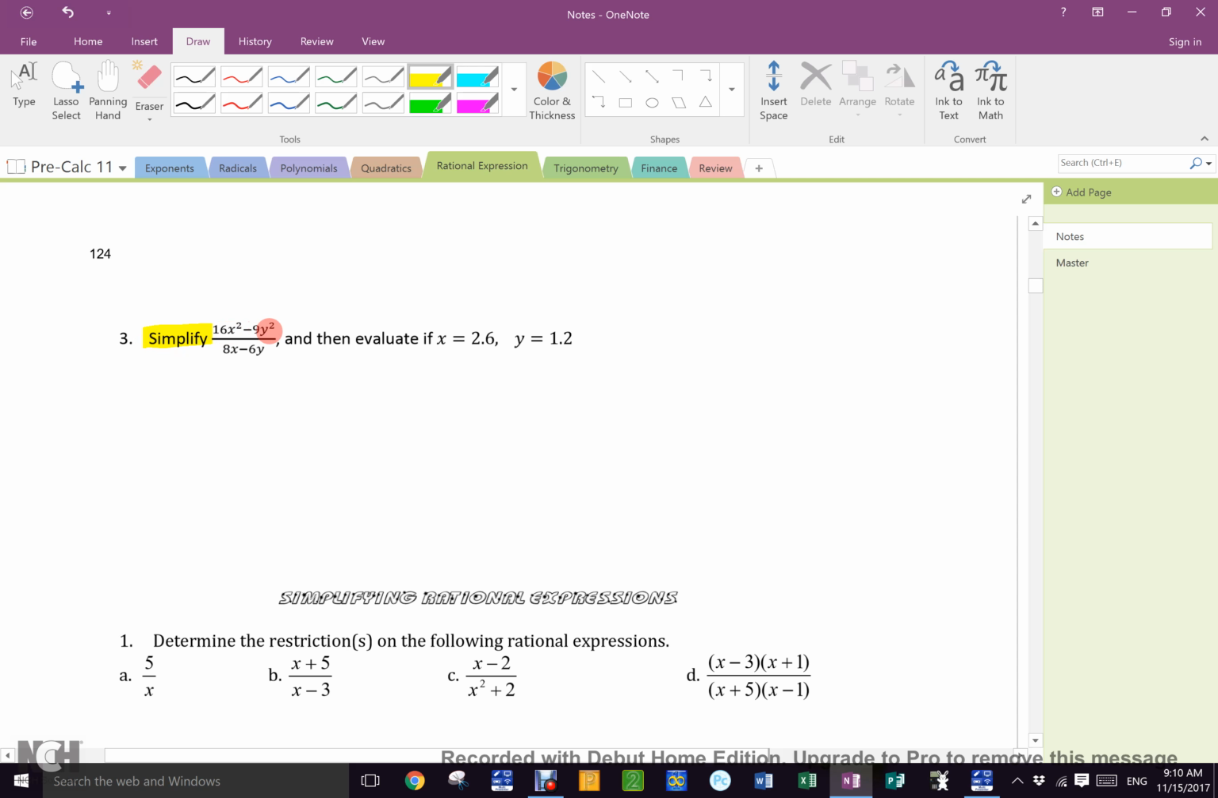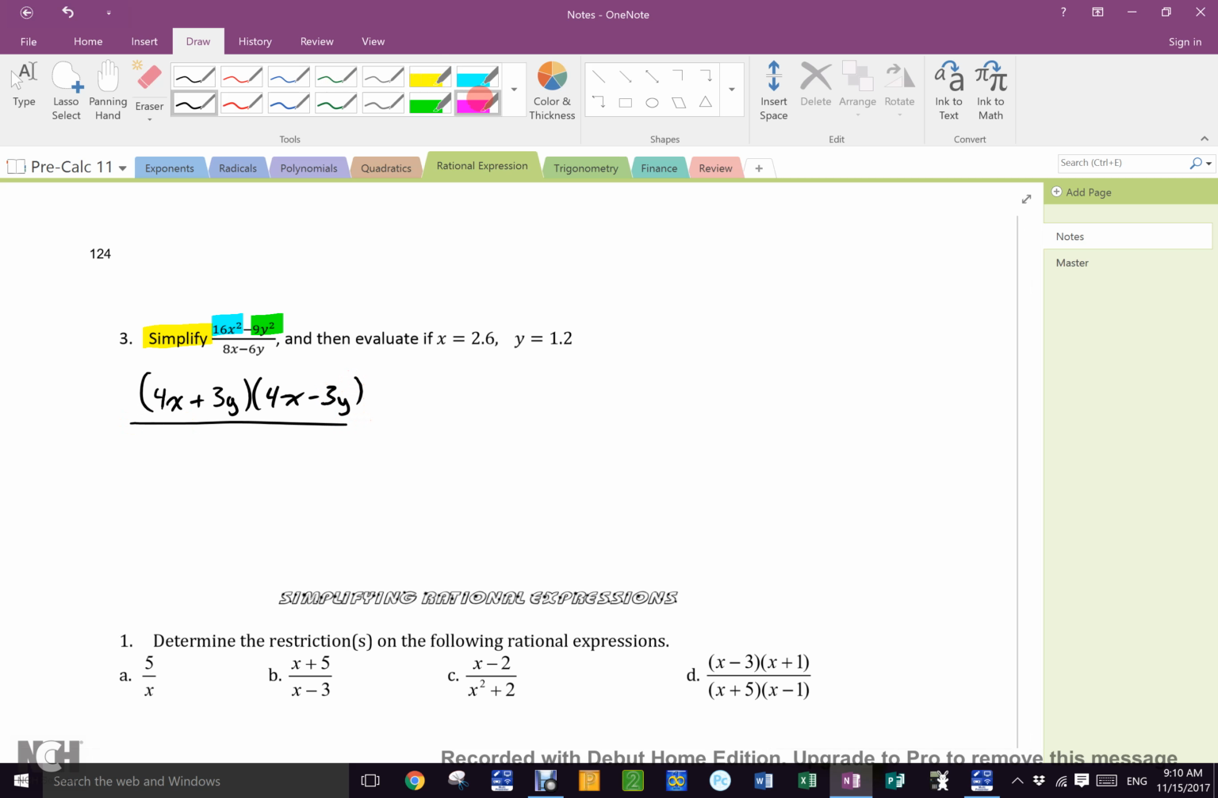What are you going to do up top? Is that a perfect square? Yes or no? Yep. Is that a perfect square? So is that a difference of squares? So can we factor the top? What's the square root of the blue one? 4x plus, what's the square root of the green one? 3y. Then we write it again with the same factors but a different sign.